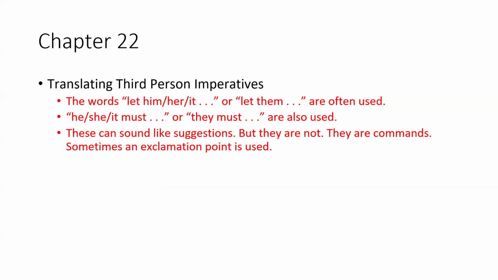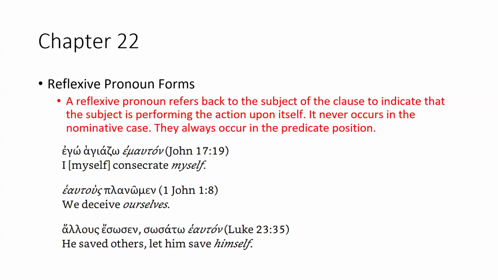Translating third-person imperatives, the words let him, her, it, or let them are often used. He, she, it must, or they must are also used. These can sound like suggestions in English, but they are not. They are commands. Sometimes an exclamation point is used to get this across, but this is one of the advantages of knowing Greek. If you understand Greek and imperatives, you will understand that those are indeed imperatives, not suggestions. They are commands, and have a much stronger meaning than just a suggestion, which can sometimes come across in English.